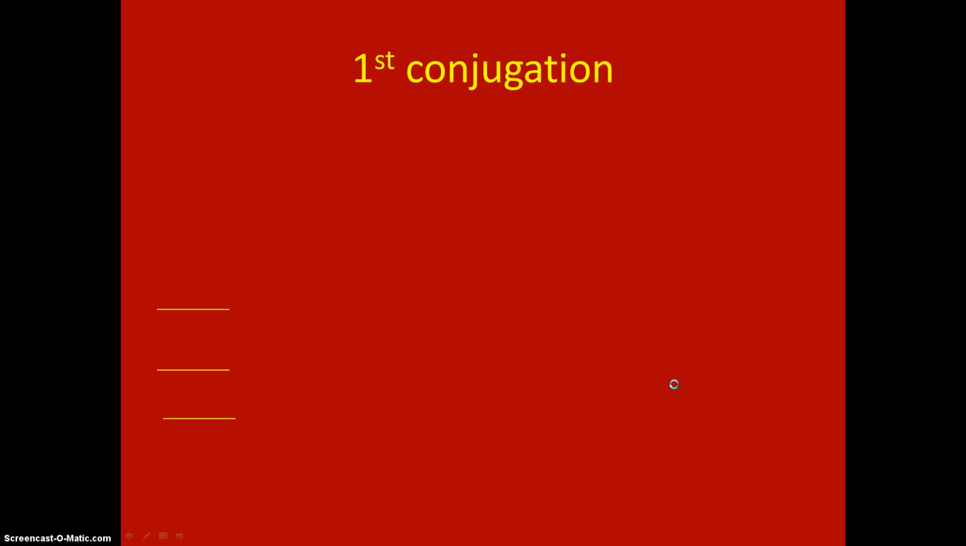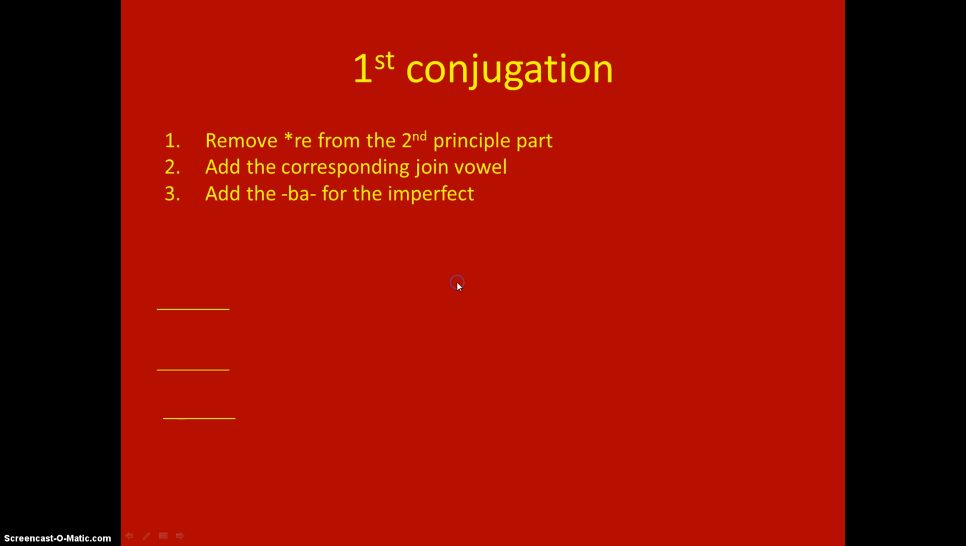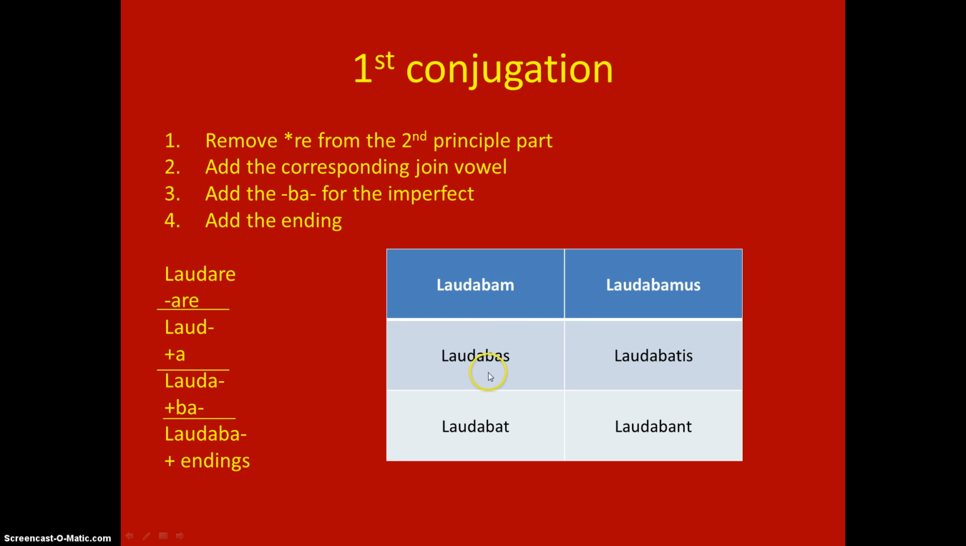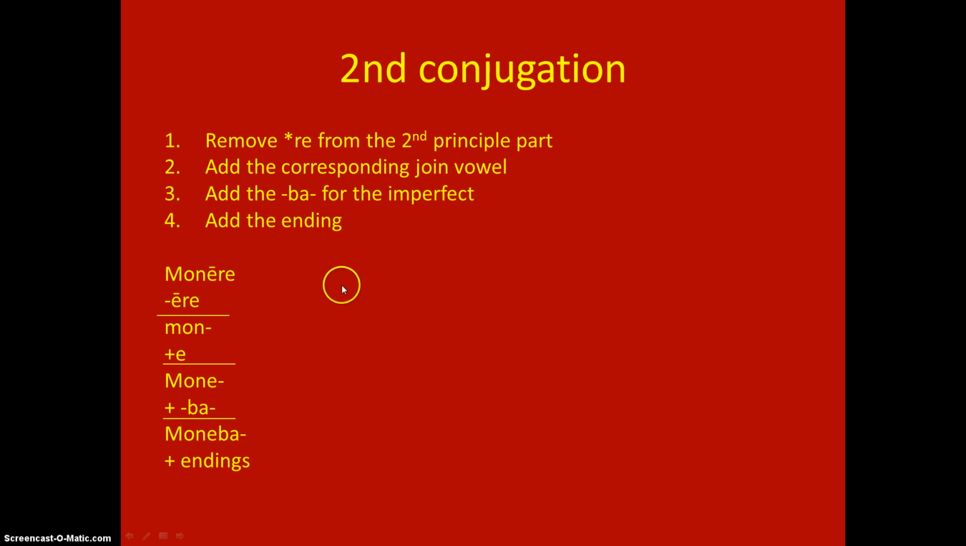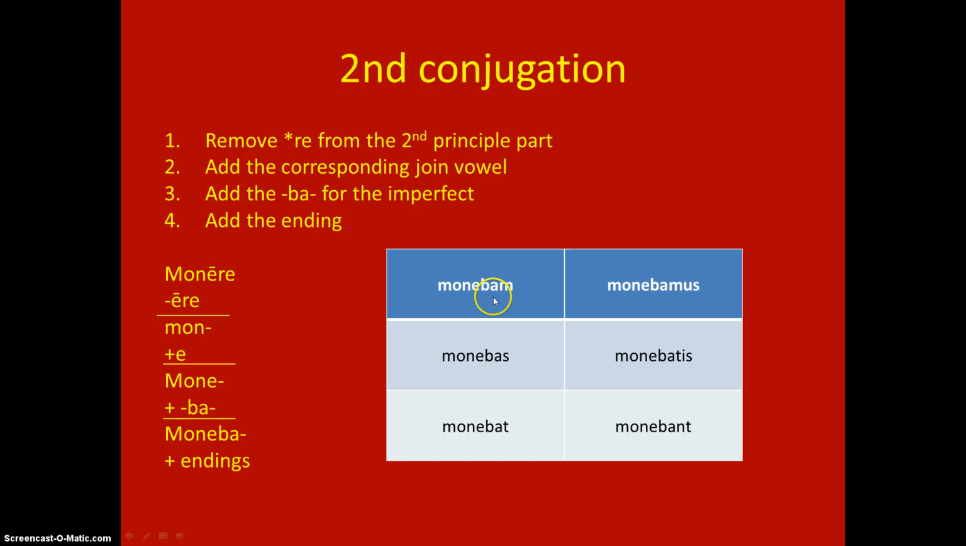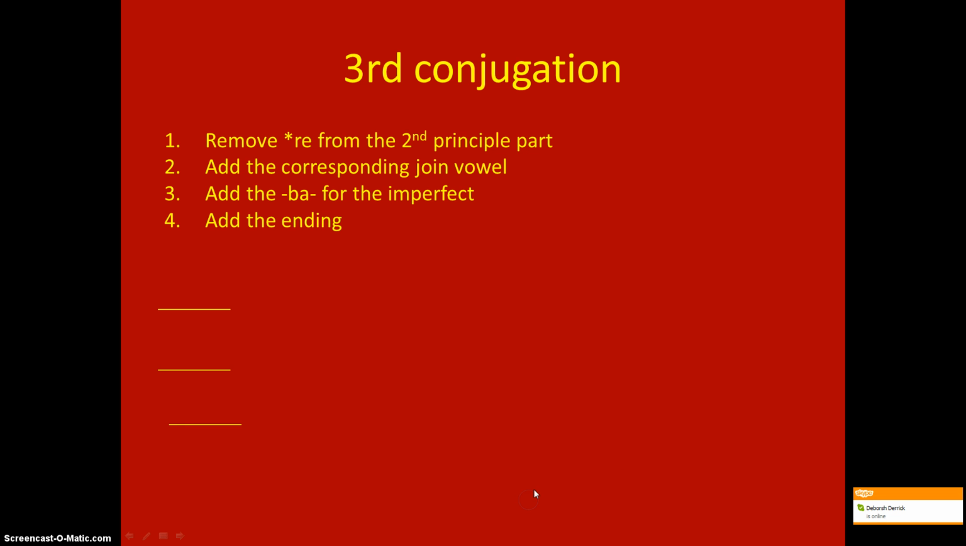So let's do those same verbs that we just did a minute ago, and let's walk through the imperfect. Our steps are pretty much the same. Laudare minus are plus a join vowel plus a tense syllable and then an ending. Gives us laudabam, laudabas, laudabat, laudabamus, laudabatis, laudabant. Okay, for second conjugation, similar thing. We get monebam, monebas, monebat, monebamus, monebatis, monebant.